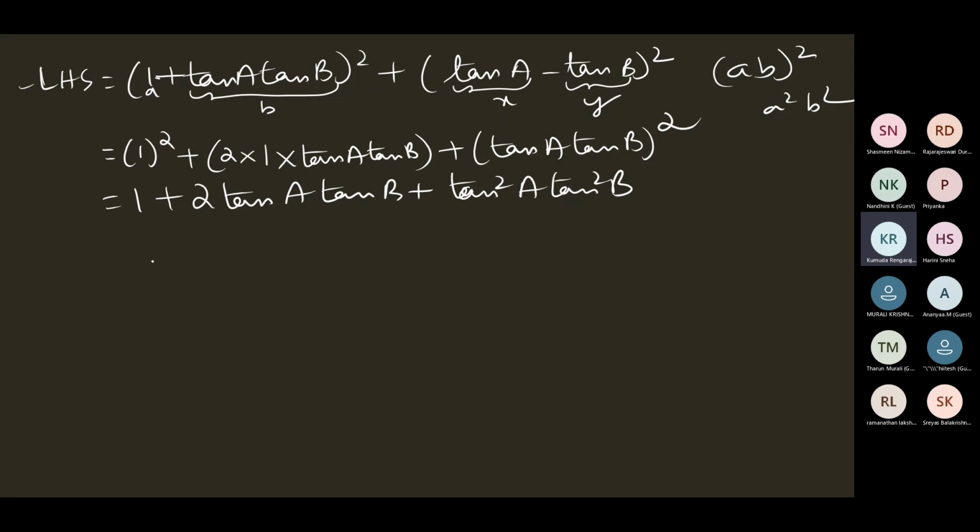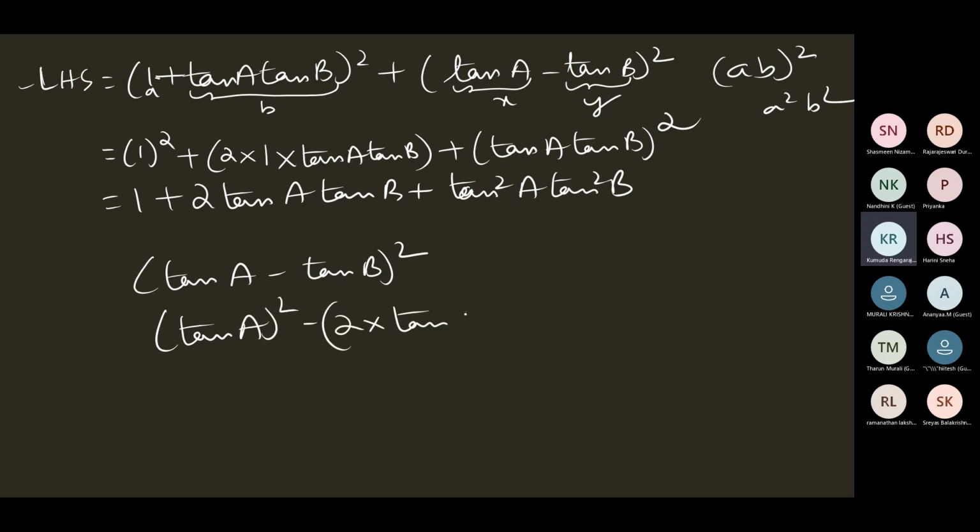The second bracket is tan A minus tan B, the whole square. This one is like x minus y the whole square. So x square, tan A the whole square, minus 2xy, 2 into x, tan A, into y, tan B, plus y square, tan B the whole square.